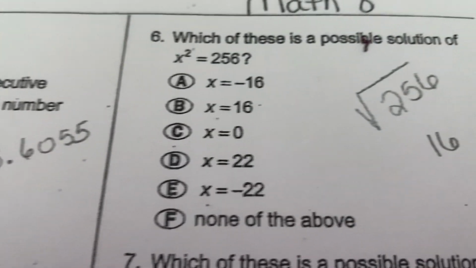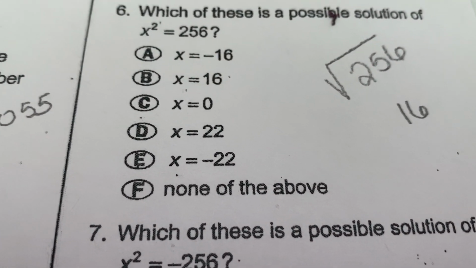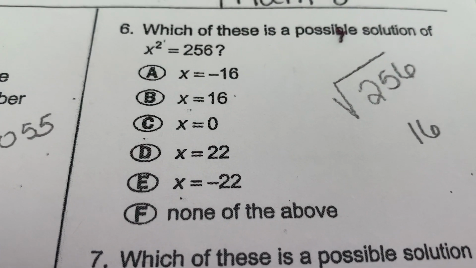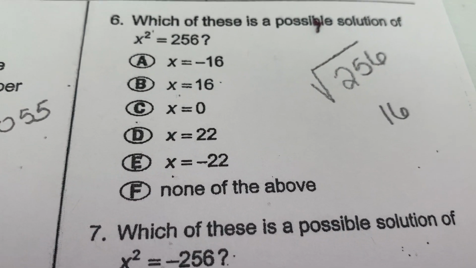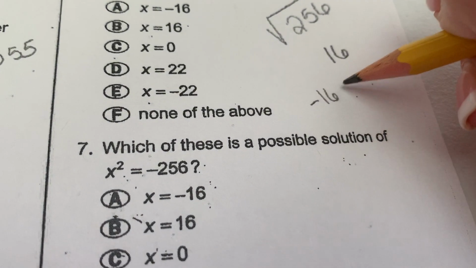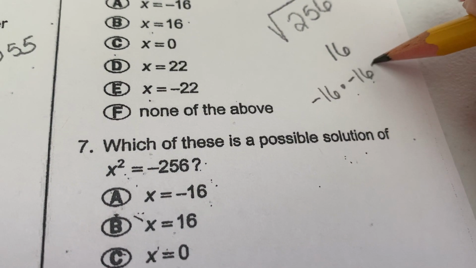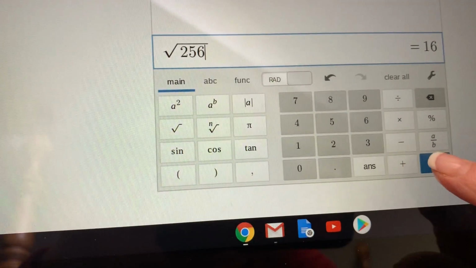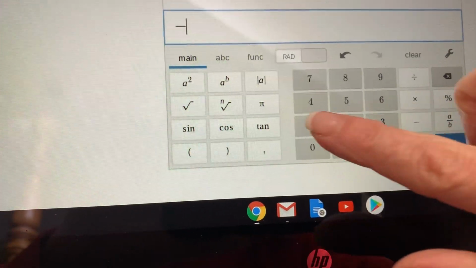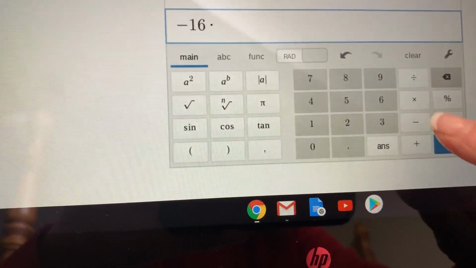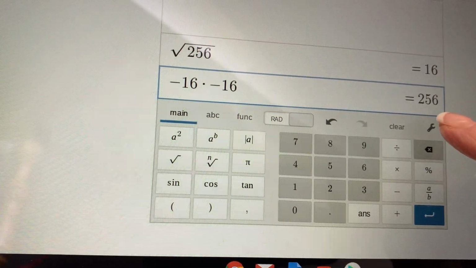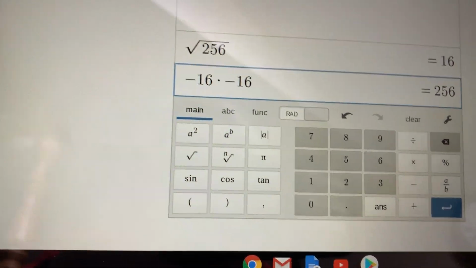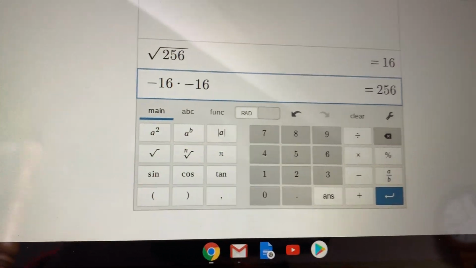Okay, the first answer is -16. So we kind of need to think about it, because our first reaction is, no, that's not it. But if we did -16 times -16, let's see what happens when we do that on our calculator. I'm going to scroll down and do -16 times -16. And I got positive 256, because remember, a negative times a negative is a positive.